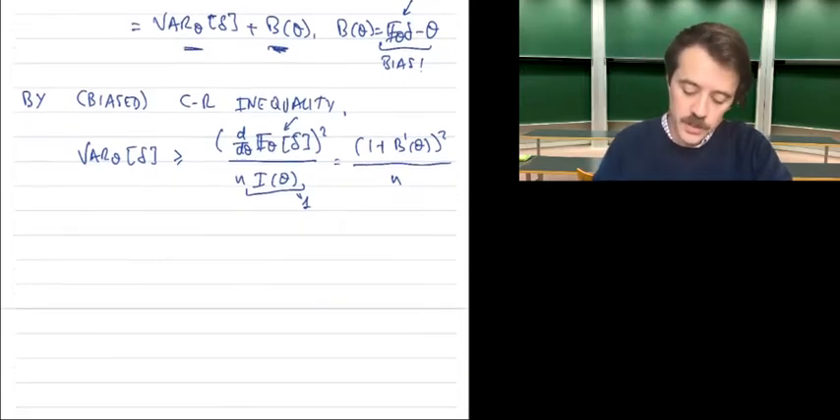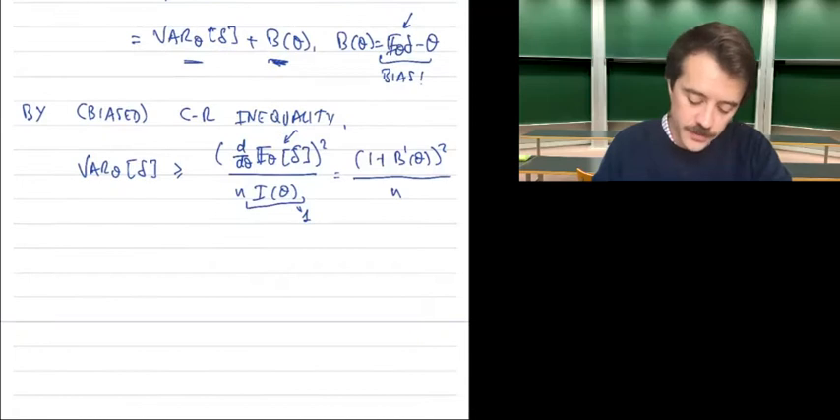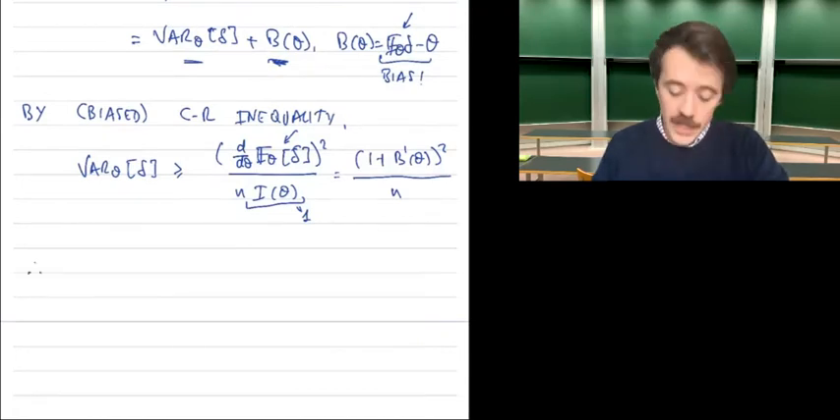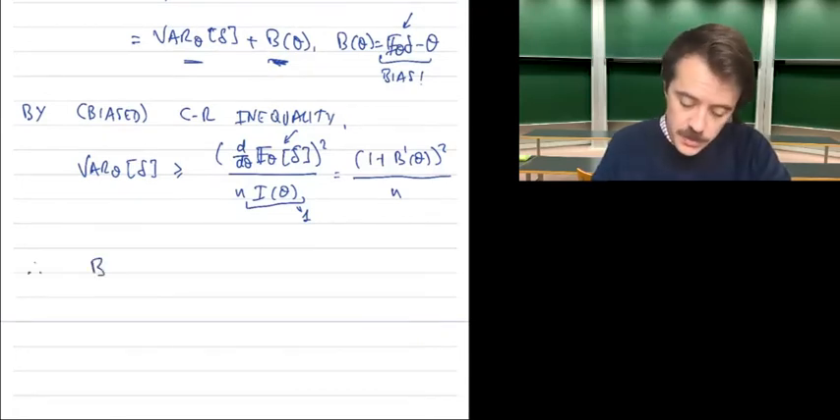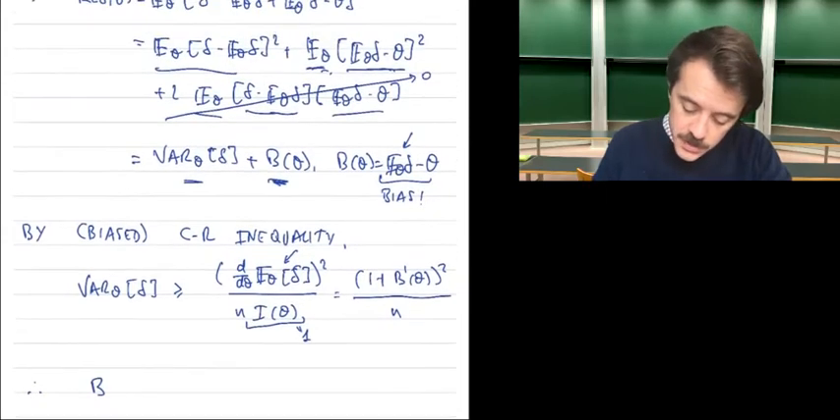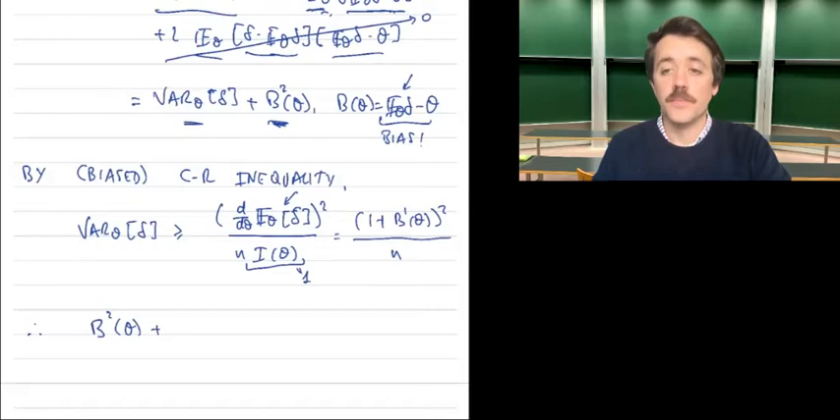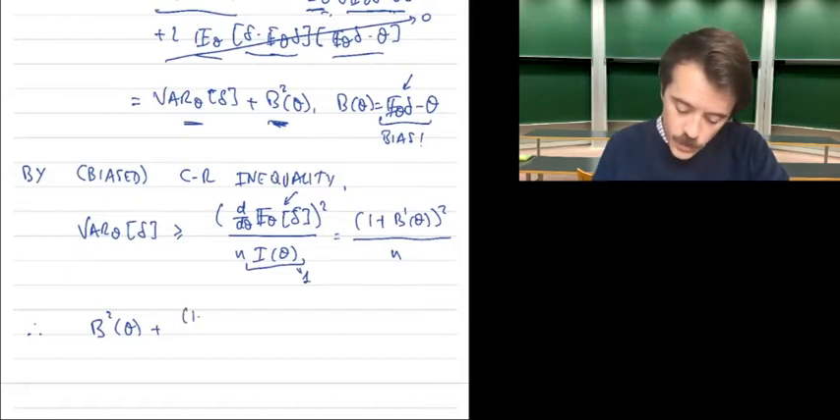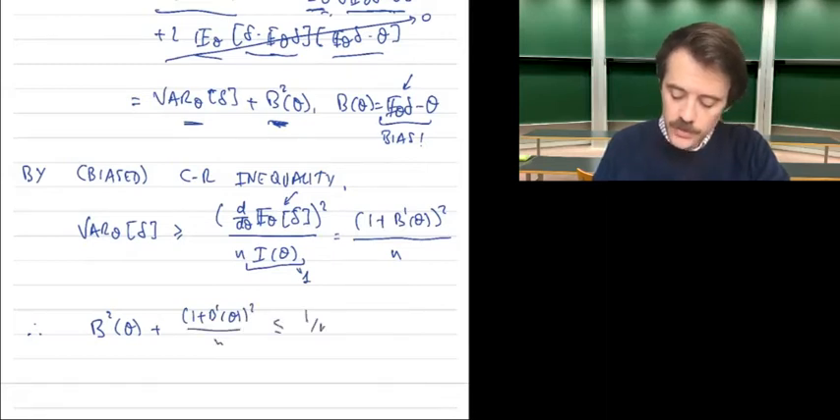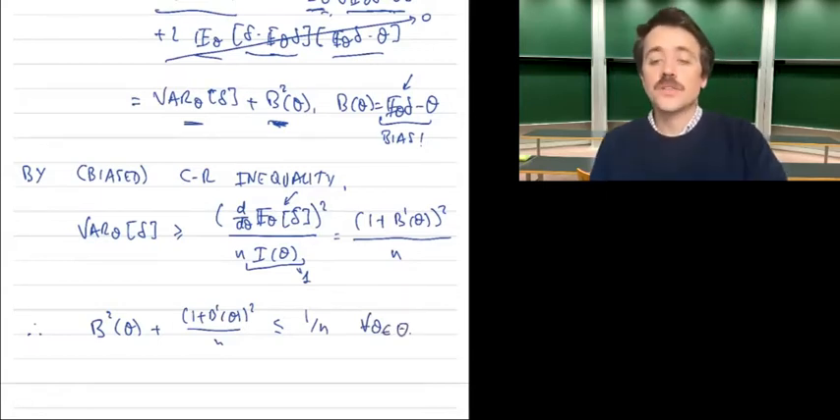So let's gather what we have. I.e., what we have is that B, sorry, this B is missing a square. So B squared theta plus 1 plus B prime of theta, squared, over n, has to be less than or equal to 1 over n for all theta here.